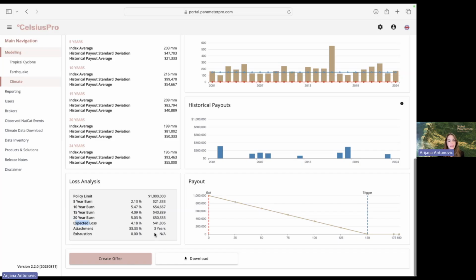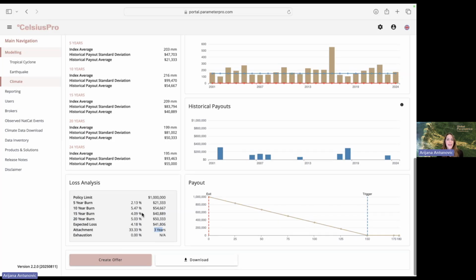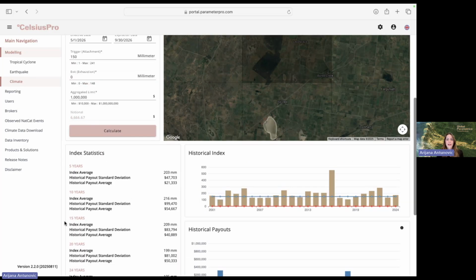I also see here the attachment, so the likelihood or relative probability of the trigger actually paying out in terms of return period. So here I see it's 1 in 3 years. I can now create this offer, or I can download the Excel spreadsheet as well, share with my client, discuss cover, and try out different types of covers.